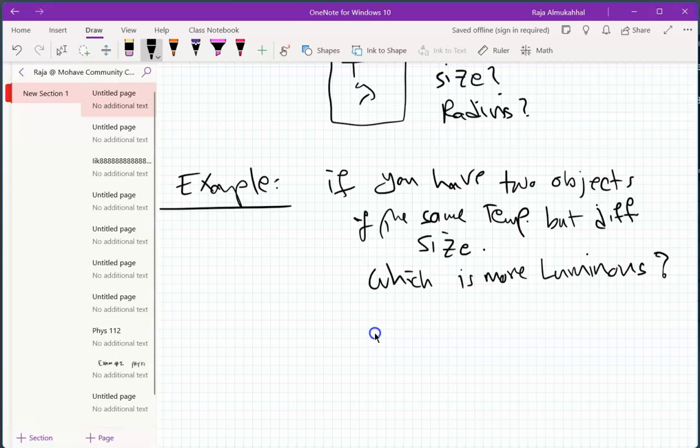I mean, if I was in a class setting, I would be looking at the students and waiting for somebody to answer this question. But now I'm talking to myself. So imagine, let me just elaborate a little bit. I have one object right here, and I have a bigger object right there. Both of them have exactly the same temperature, okay? And here's my eye looking at both of them. Which one do you think would be more luminous or brighter? My common sense tells me the bigger one, the bigger object.